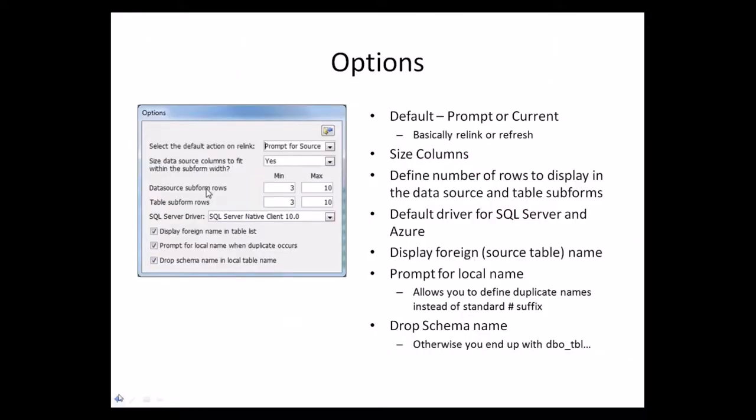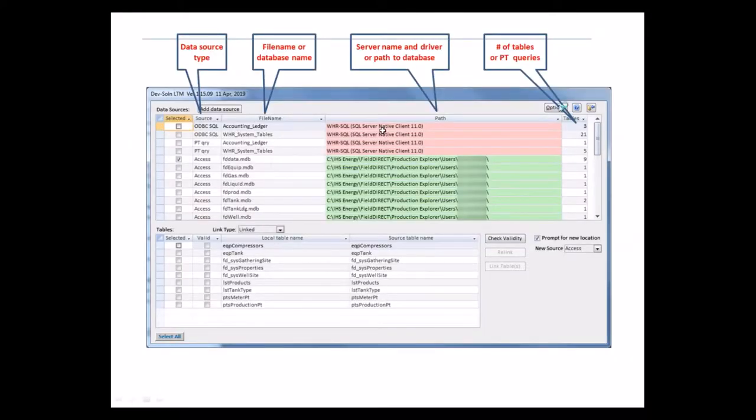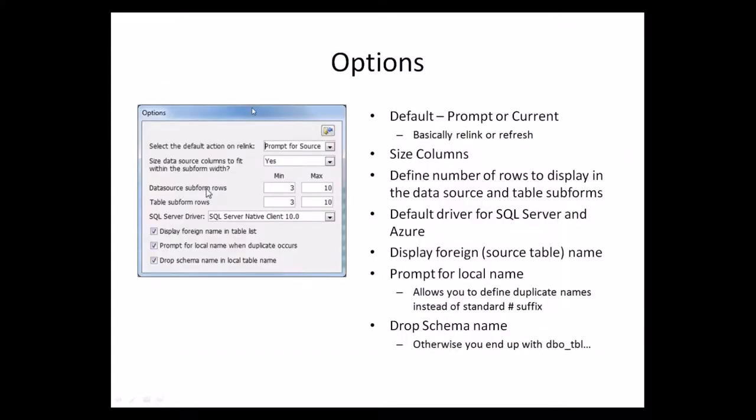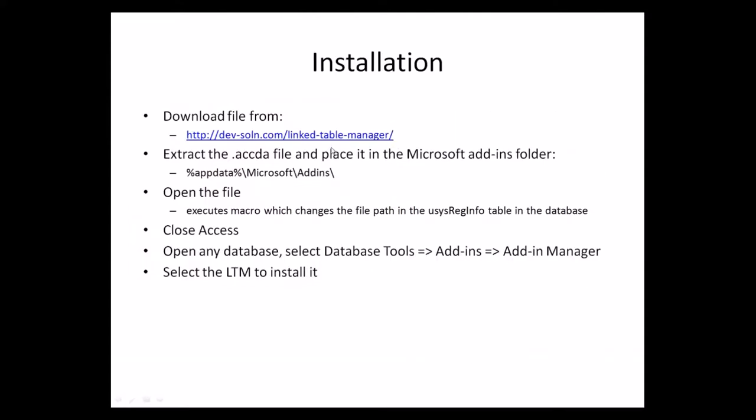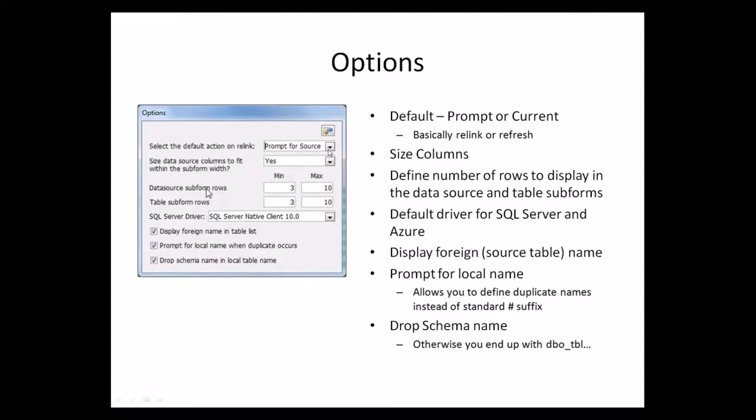Let me go back one page here real quick. So up here in the upper right hand corner, you have an options button, which provides you a number of different options. The first one is select the default action on a relink. You've got a couple of options there, but the one that I'm displaying here is just prompt for source, which is basically either refresh or relink.